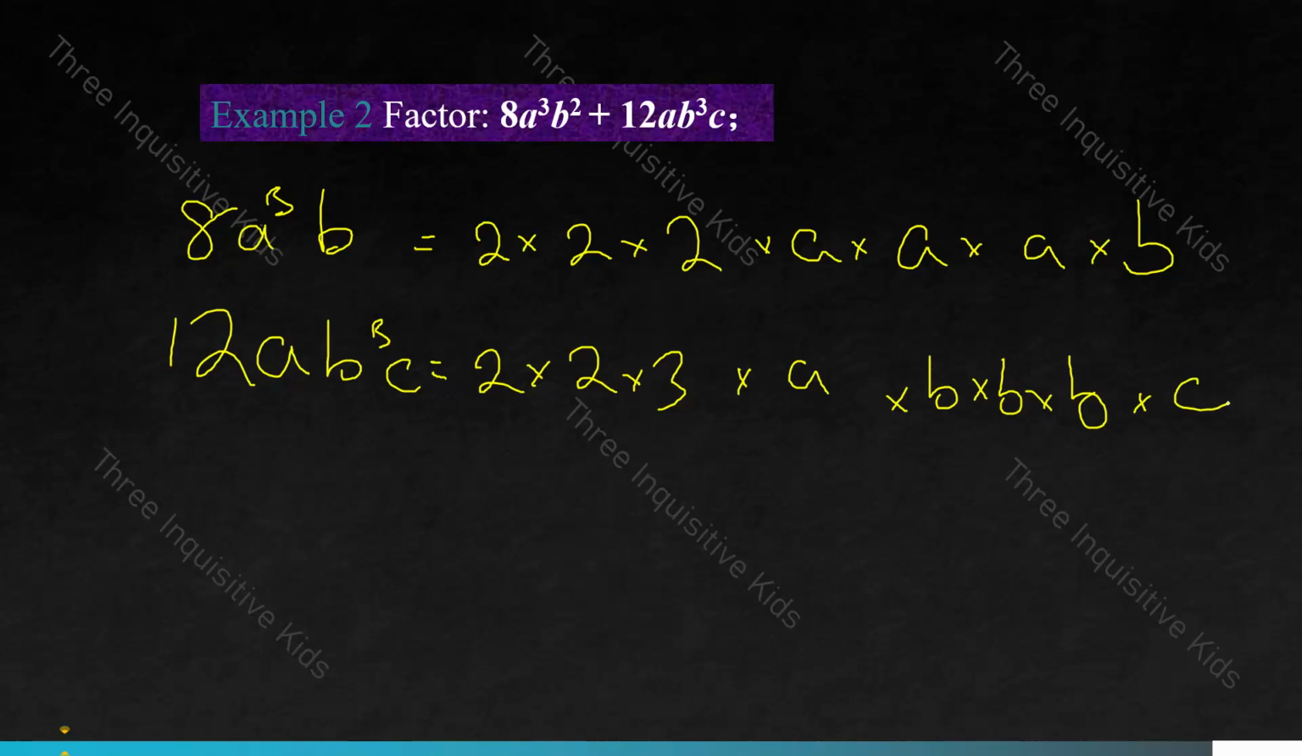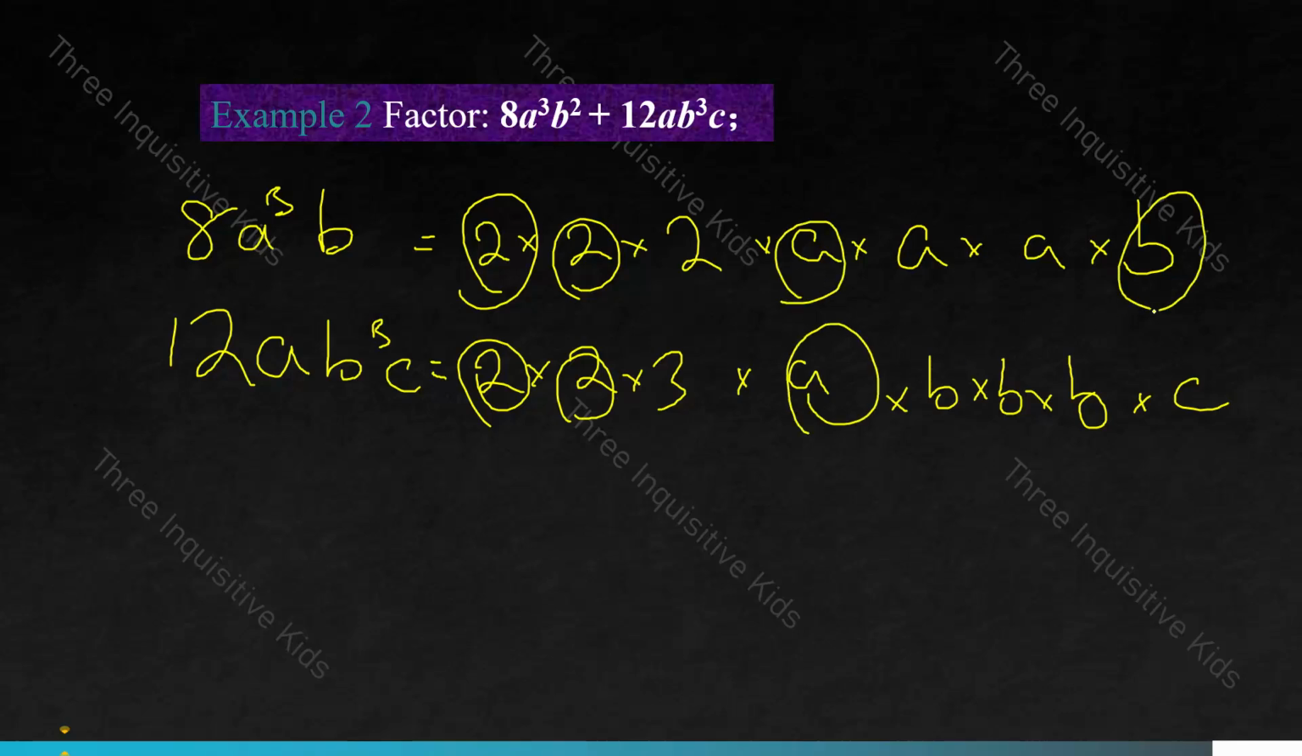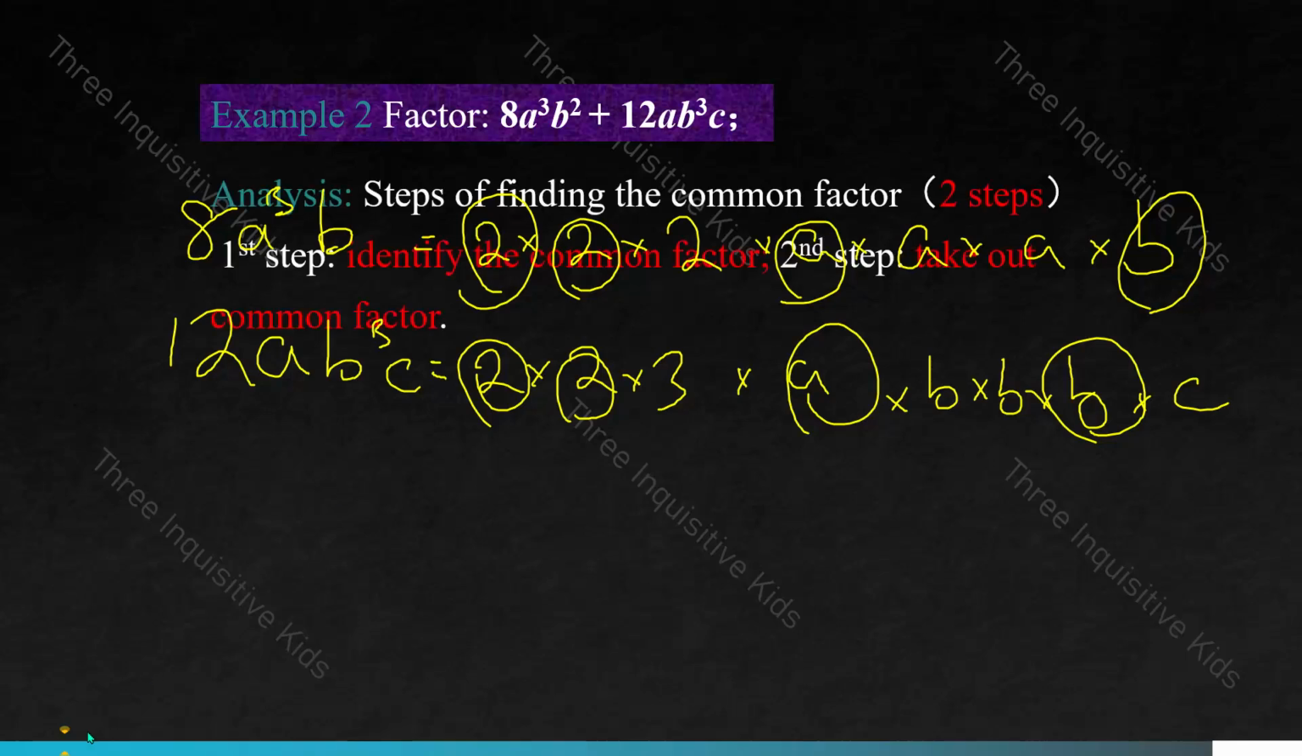So now we can look at which factors both of these terms share. Well, I see a pair of 2s, a pair of a's, and a pair of b's. So multiplying all of these together, 2 times 2 times a times b, we will have 4ab.